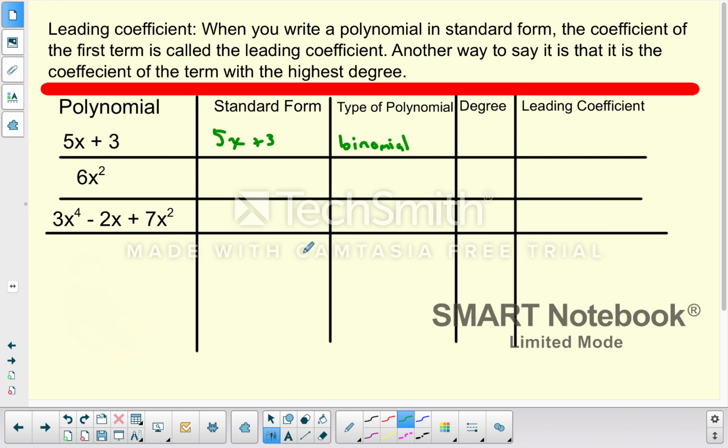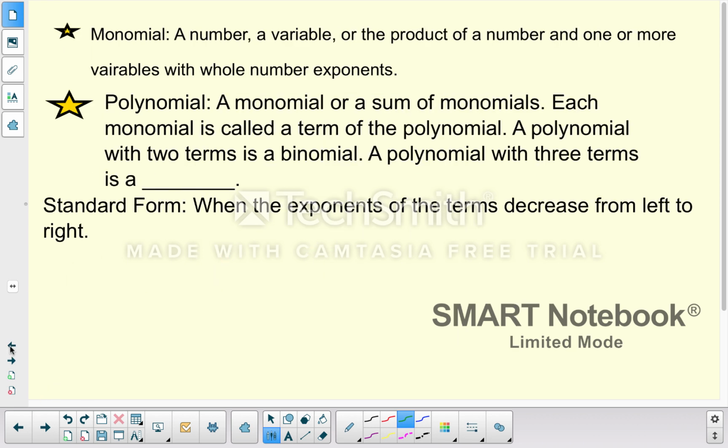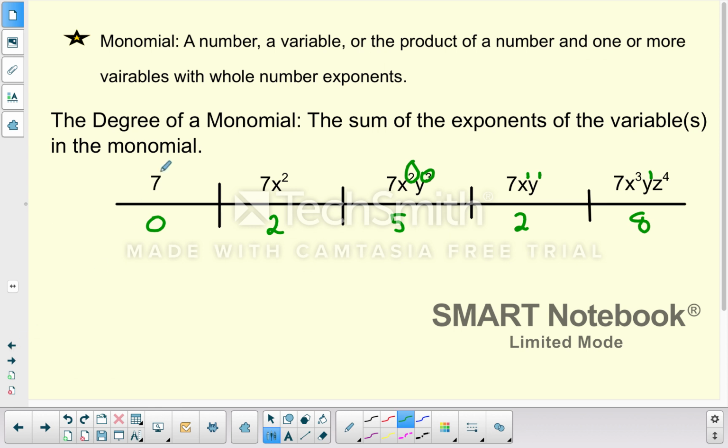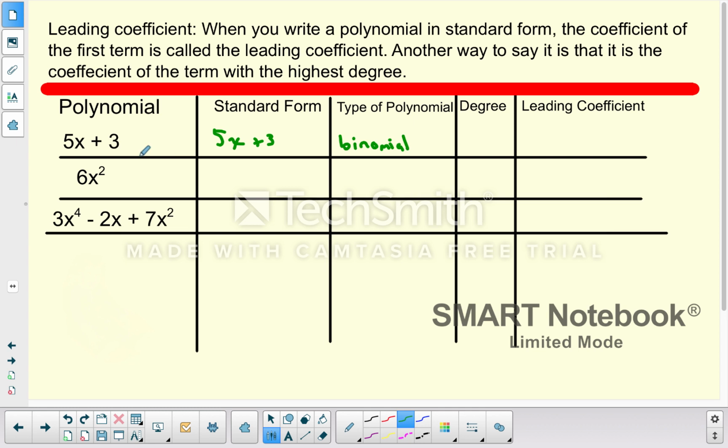The degree, if you remember, we go back a little ways here, but the degree of a monomial is the sum of the exponents of the variables. So in this case right here, there's only one variable, and that exponent you can't see, so we know that exponent is going to be a 1. So this would be a degree of 1. And the leading coefficient, again, it says the definition up here, and maybe we can make sense of it. It's in standard form, so it's the coefficient of the first term. So the coefficient of the first term is 5, of course, so we can just write 5.